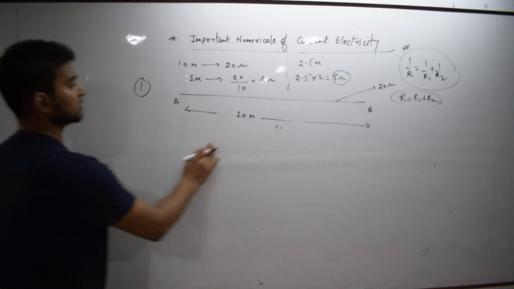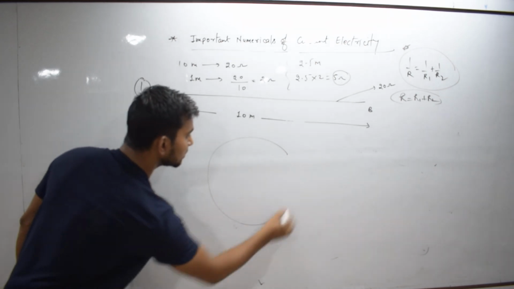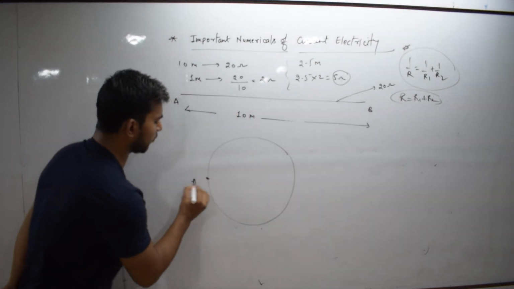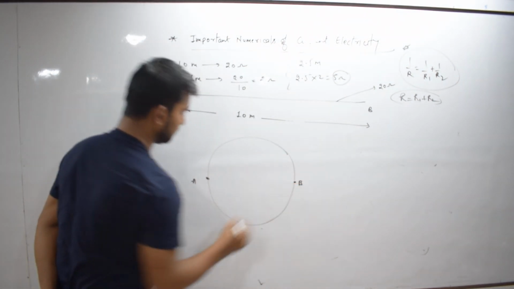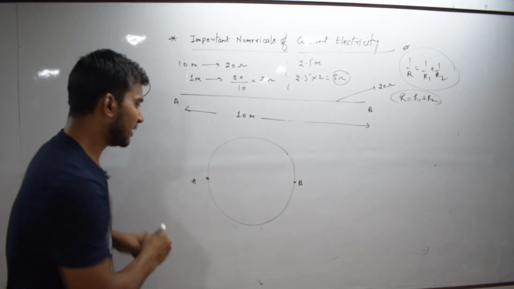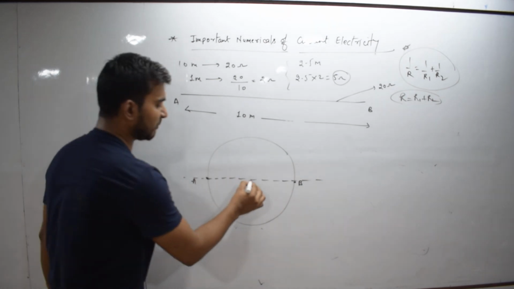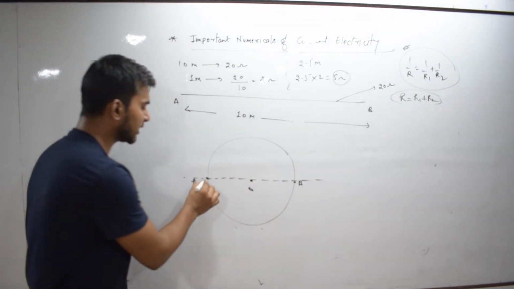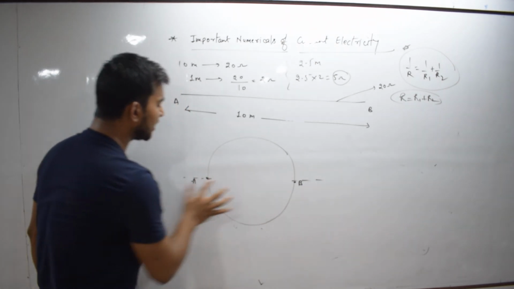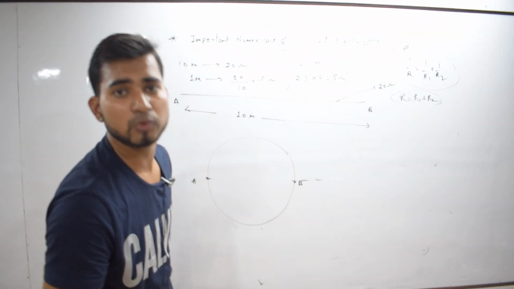For the same question, let's suppose I am making a circle by bending this wire, and they are giving 2 points A and B, and they say that these are diametrical points. It means if I draw a line joining A and B, it will pass through the center, so this is called diametrical points. They are saying to find the equivalent resistance between the two diagonal ends.